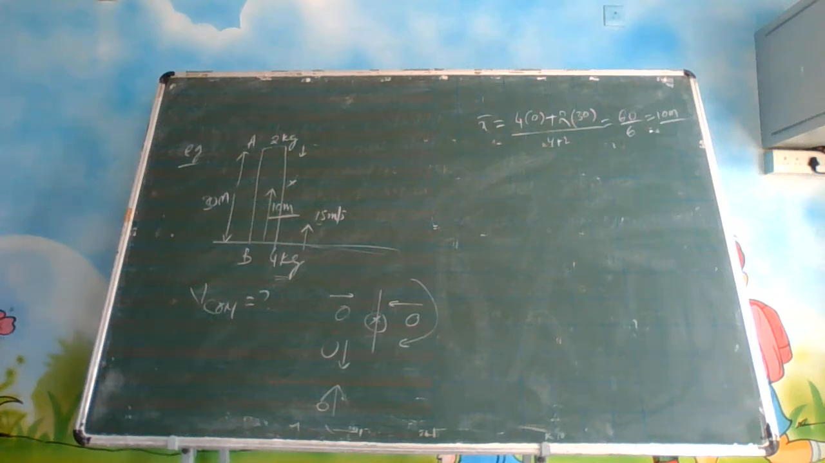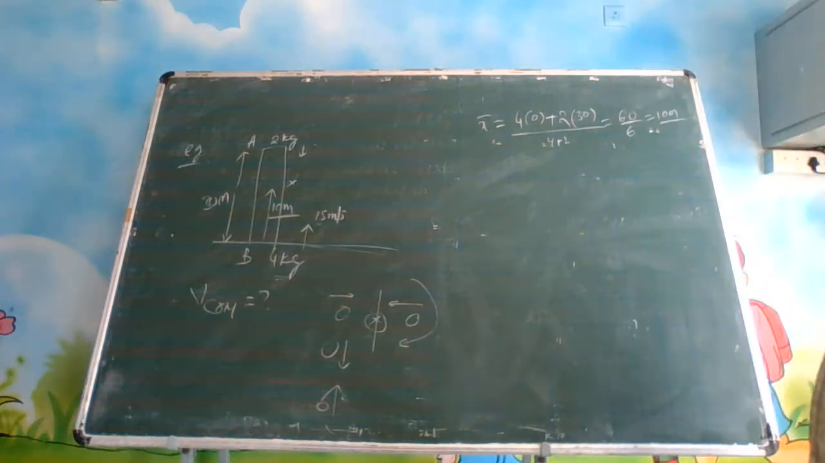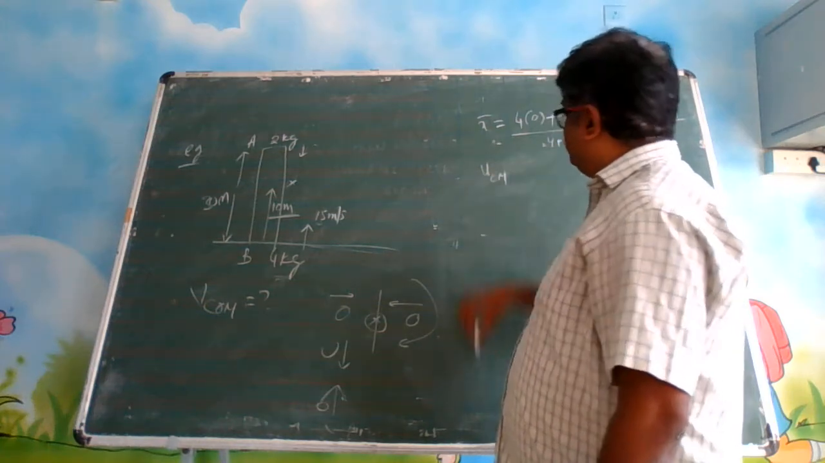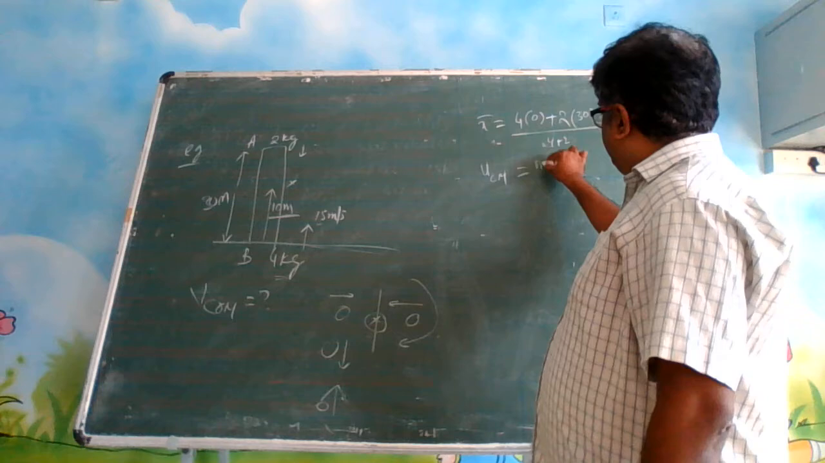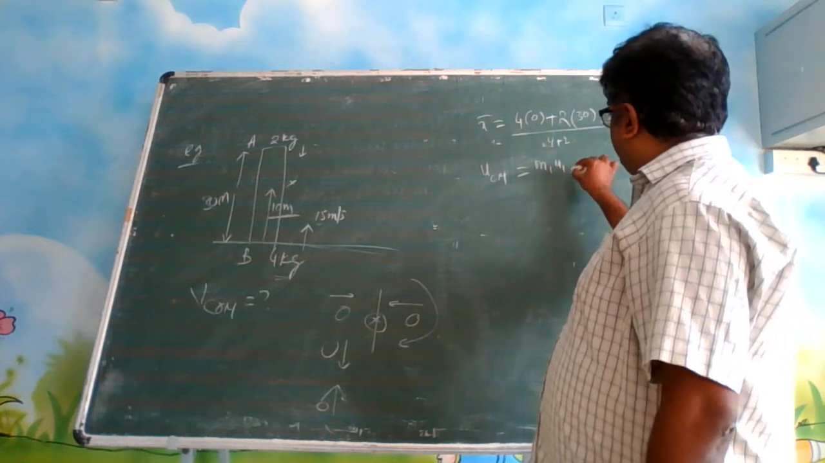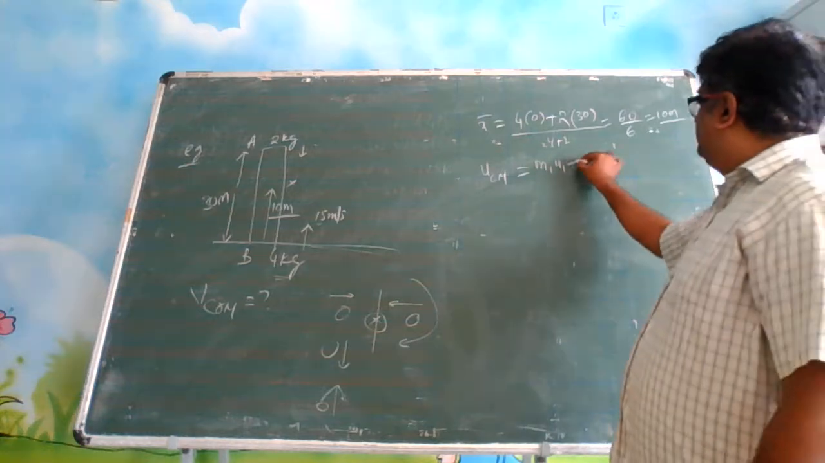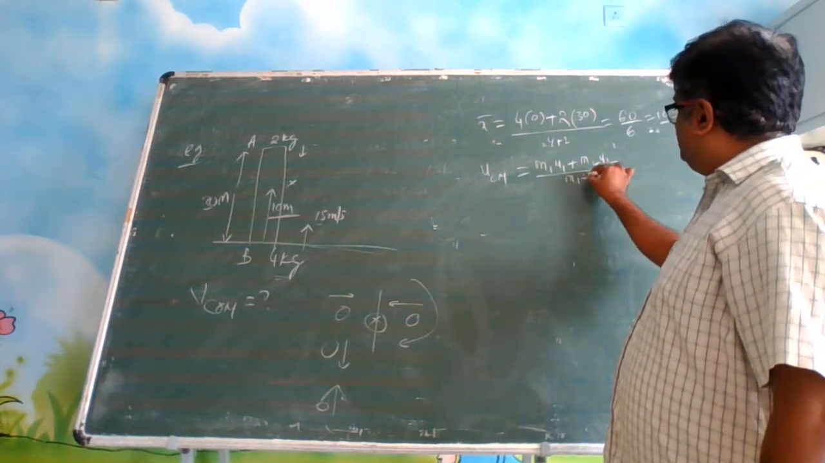Now, can you find out the initial speeds? You can find out the initial speed of the center of mass. We will call this initial speed UCM. Okay, so UCM will be what? M1 U1, where U indicates the initial speed, plus M2 U2, divided by M1 plus M2 only.